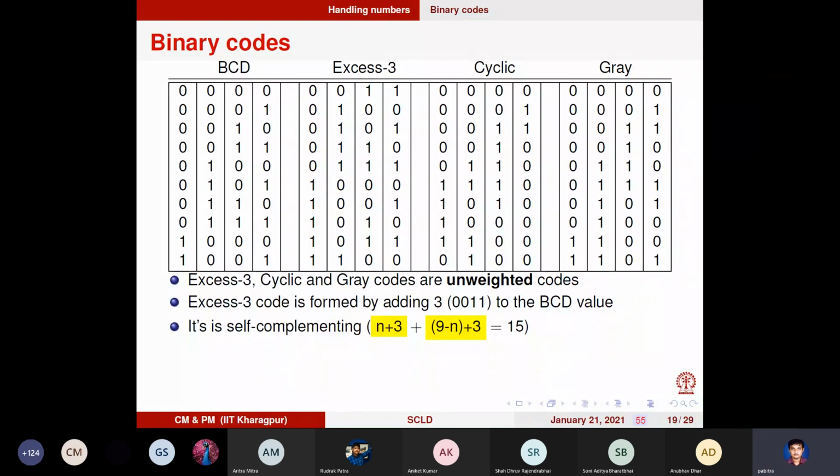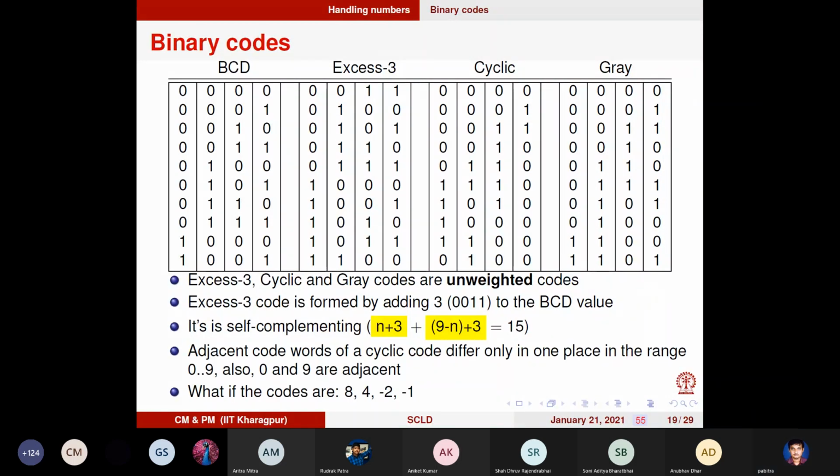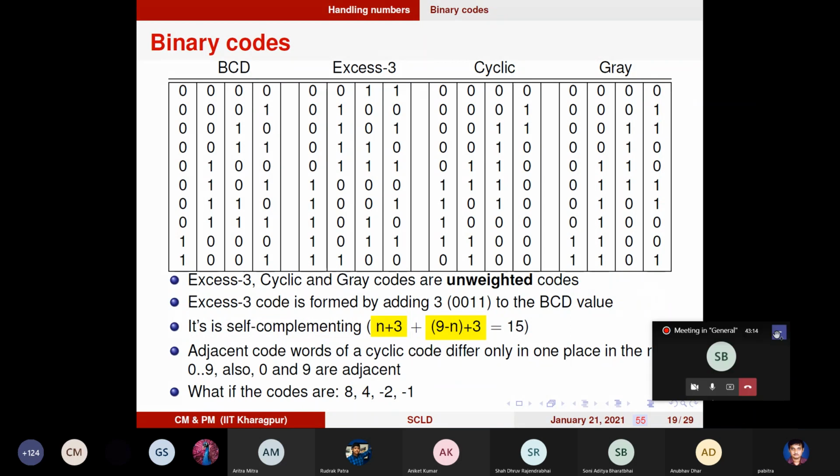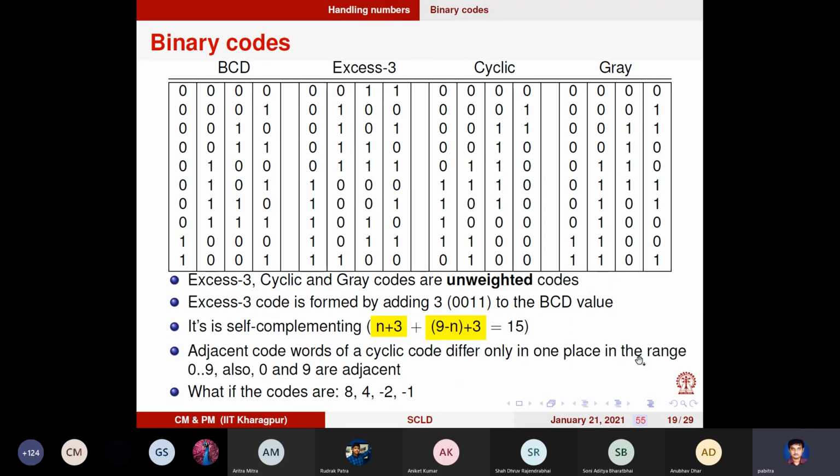Okay, so let us look at these things. So this is a property of the cyclic code, but you have pointed out a problem with that. I'll clarify that. I'm not entirely sure now. Maybe in the next class I'll clarify that.